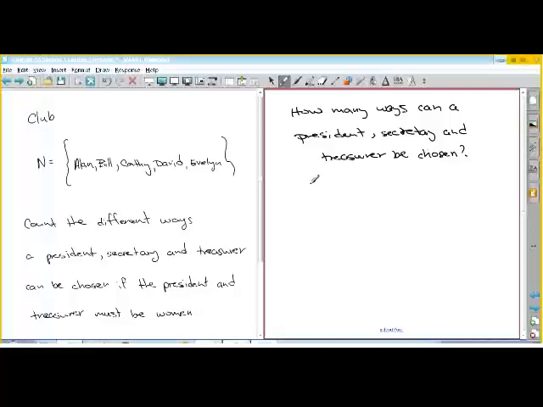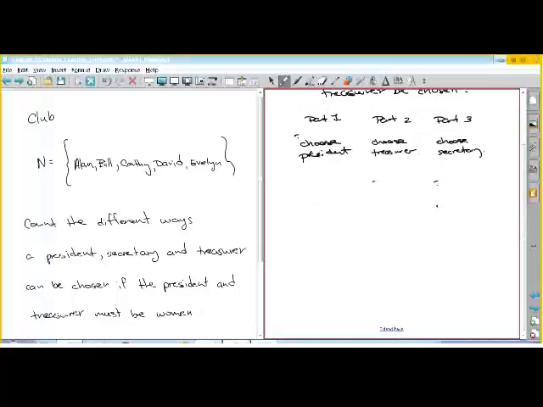So we can do this by using a tree diagram. There's going to be 3 parts. We're not flipping a coin now. In part 1 we're going to choose the president. Once we've chosen the president, then we're going to choose the treasurer, and then we're going to choose the secretary. Actually, it really doesn't matter what order we do it in. We're still going to have the same number of different arrangements.